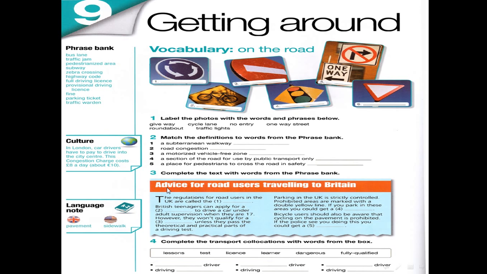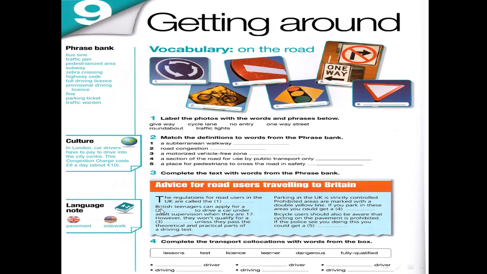Let me start. Advice for road users traveling to Britain. Right? First paragraph. The regulations for road users in the UK are called the Highway Code. Highway Code means rules and regulations, right, for people in the UK. Right. What else? British teenagers can apply for what? Right. For a provisional driving license, to drive a car under adult supervision.